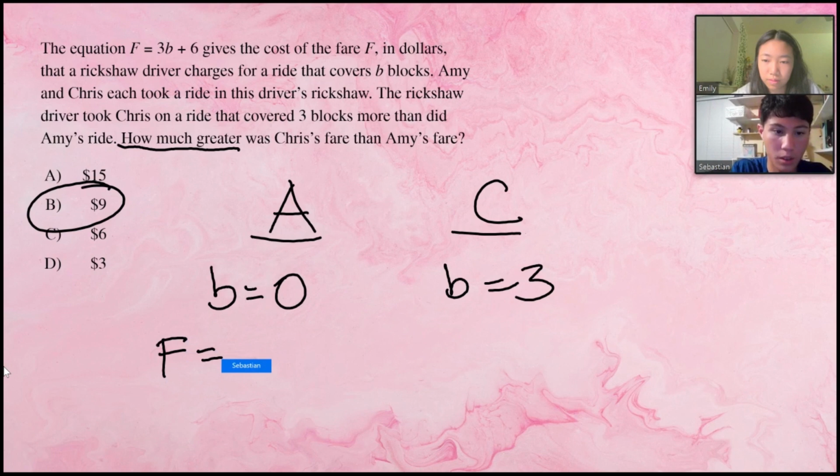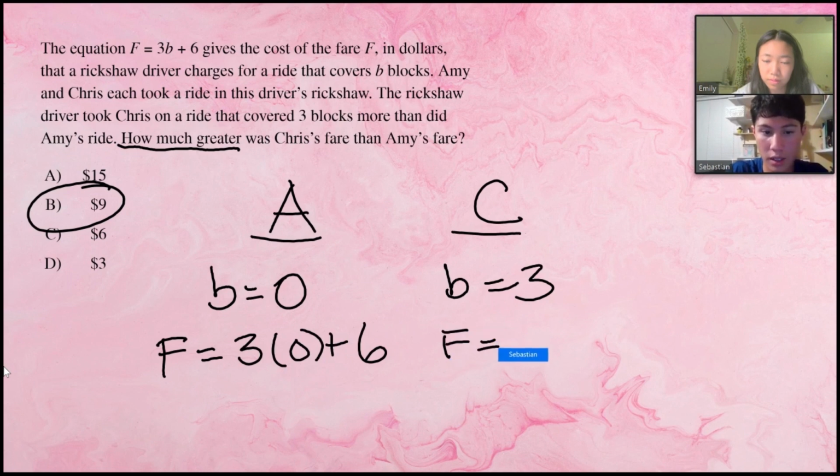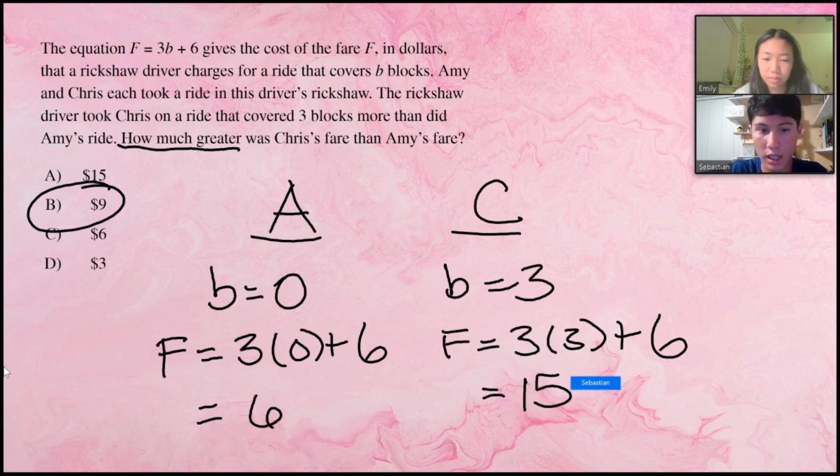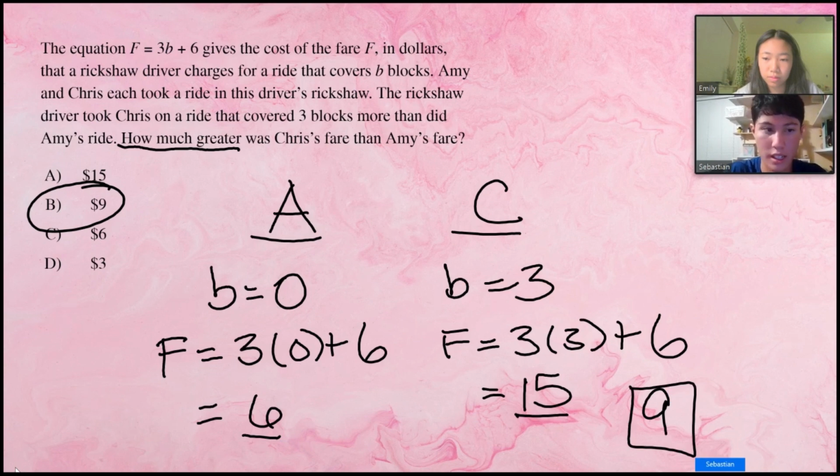So when we substitute in for b, we get f equals 3 times 0 plus 6 for Amy, and f equals 3 times 3 plus 6 for Chris. And now we can find what f equals for both of them. So 3 times 0 plus 6 would be 6, and 3 times 3 plus 6 would equal 15. And how much greater was Chris's fare than Amy's fare? Well, now we can just take 15 minus 6 to equal 9, which is answer choice B.